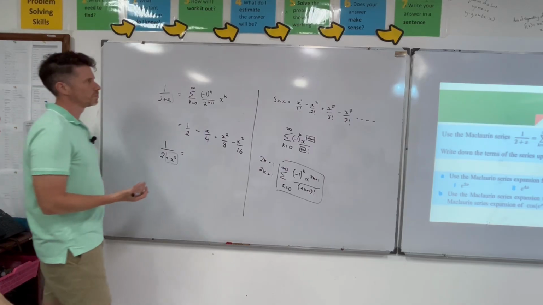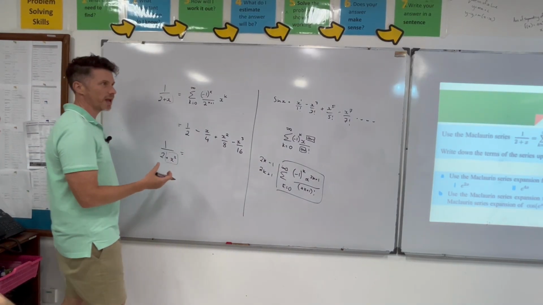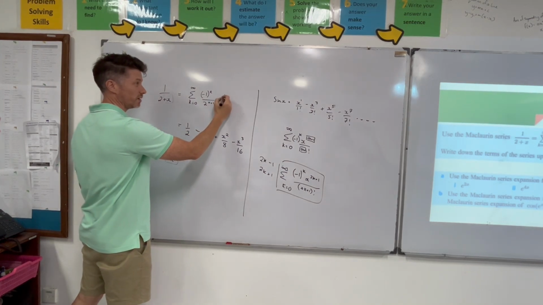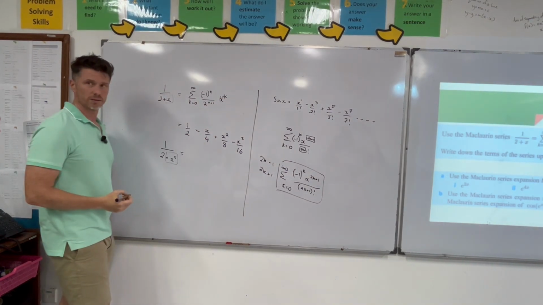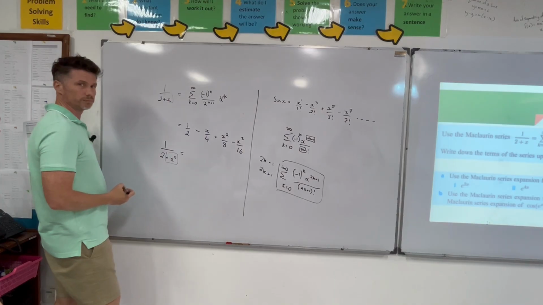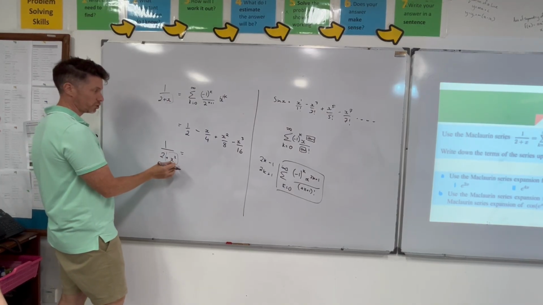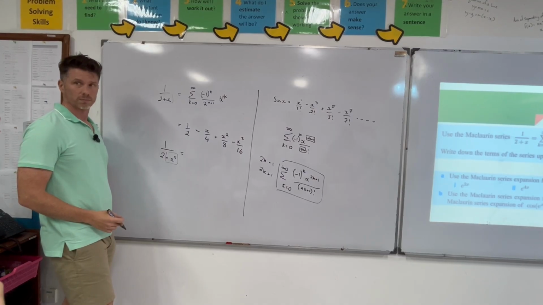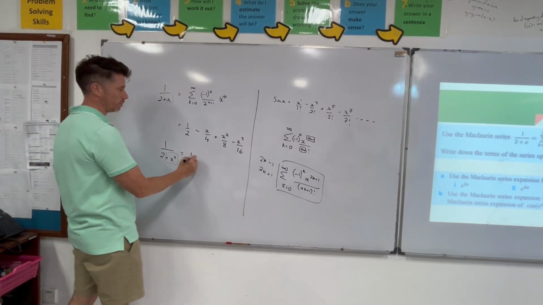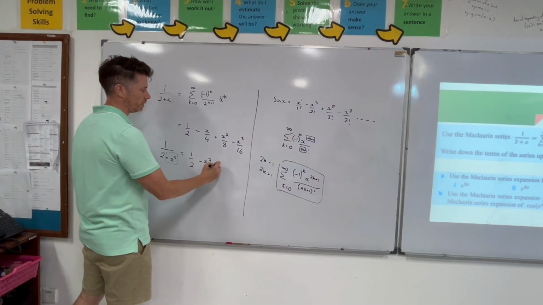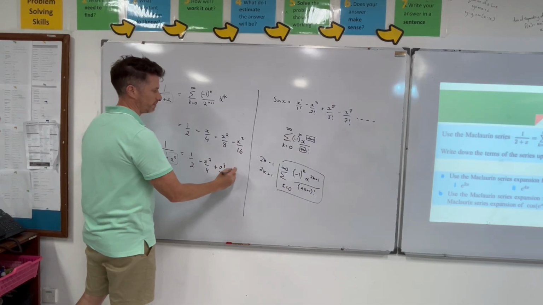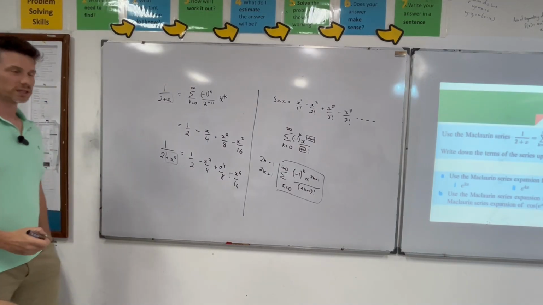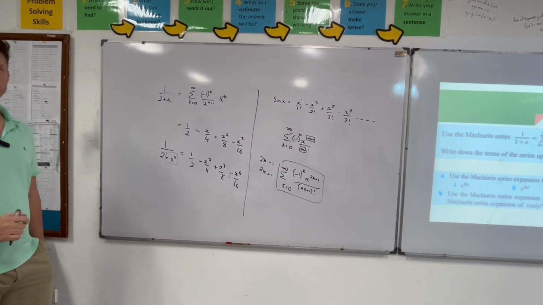So instead of x, it's now x squared. You can literally substitute everywhere there's an x here. Substitute x squared. That's literally what you could do. 1 over 2 minus x squared over 4 plus x to the 4 over 8 minus x to the 6 over 16. That's pretty easy. It's the same.